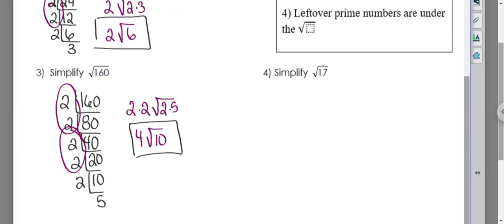Square root of 17. Can I break that number up at all? No, 17 is a prime number, so there's nothing else that can be done. We leave it as it is. So see what you can do with those 6 after that.